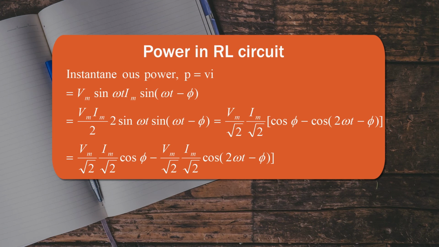So it can be written as Vm Im upon 2 into 2 sin omega t multiplied by sin omega t minus phi. This can also be written with Vm Im upon 2 replaced as Vm upon under root 2 into Im upon under root 2. And this 2 sin omega t sin omega t minus phi can be written as cos phi minus cos 2 omega t minus phi. So this can also be written as Vm upon root 2 into Im upon root 2 into cos phi, minus the product of Vm upon root 2 into Im upon root 2 into cos 2 omega t minus phi.